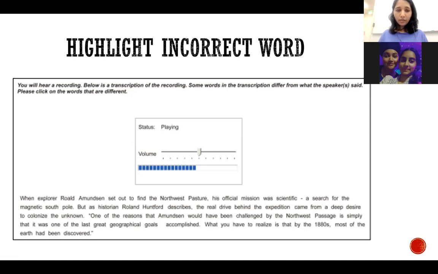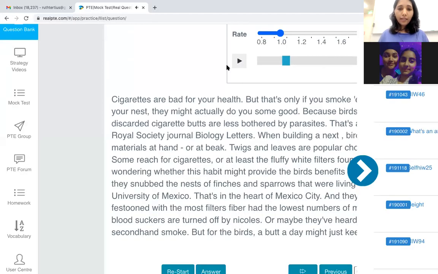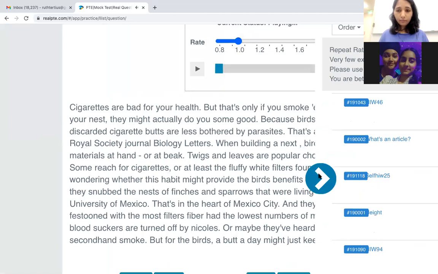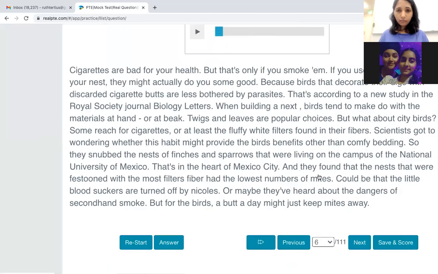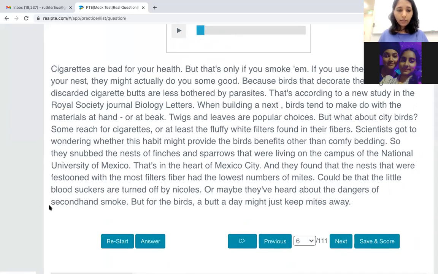Okay, so highlight incorrect words. It's important even for your reading. Cigarettes are bad for your health, but that's only if you smoke them. If you use them to line your nest, they might actually do you some good, because birds that decorate their digs with discarded cigarette butts are less bothered by parasites. And that's according to a new study in the Royal Society. Okay, are you ready? Yes, please. Okay. So 1, 2, 3, and go.